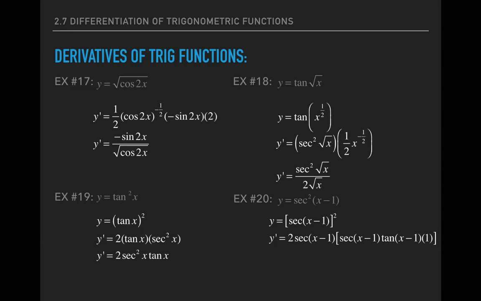So this is many applications of the chain rule, 3 actually in total. And to simplify, you have 2 of those secant x minus 1s, so that would be secant squared of x minus 1, tangent of x minus 1, and that is all multiplied by 2.